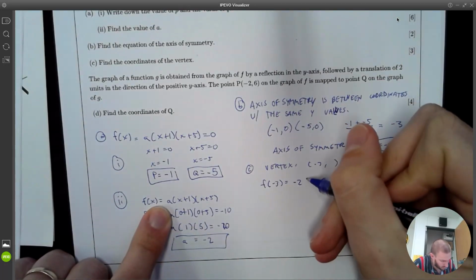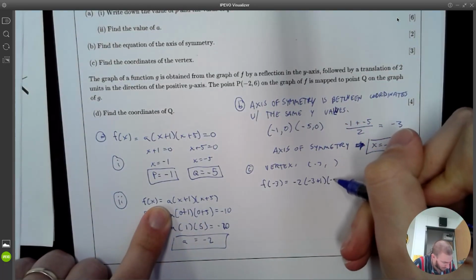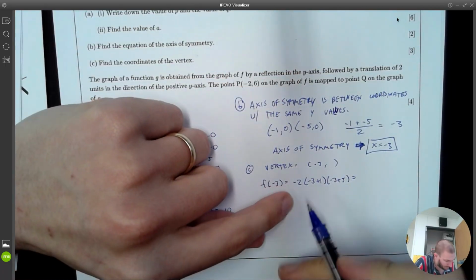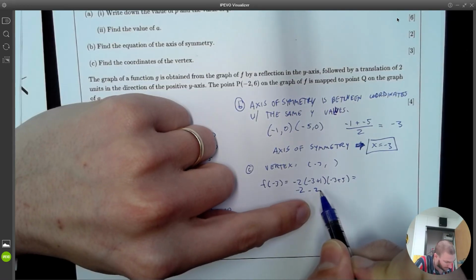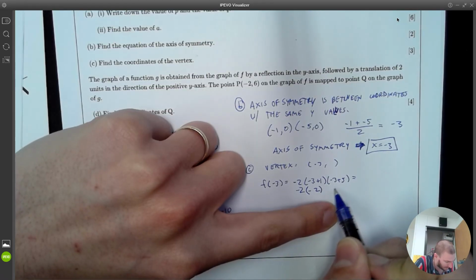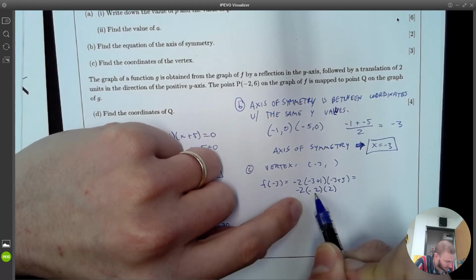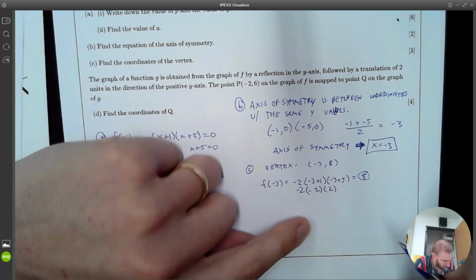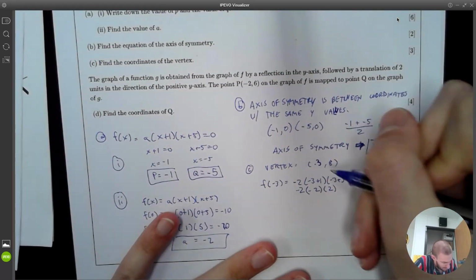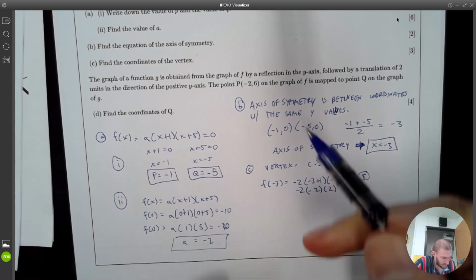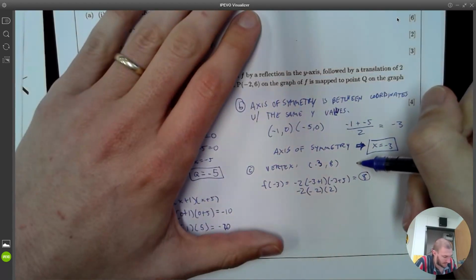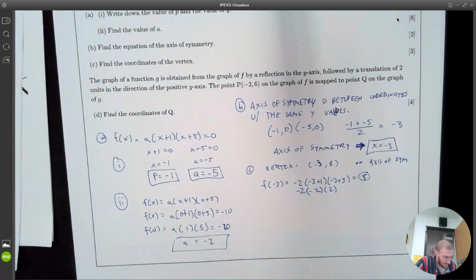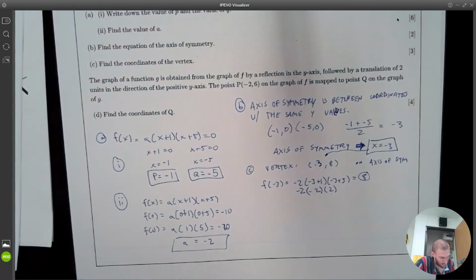So negative 2 times negative 3 plus 1, negative 3 plus 5. And I just need to simplify this out. That's a negative 2, that's a negative 2, and that is a positive 2. 2 negatives makes a positive. 2 times 2 times 2, that makes 8. And so, there you go. I think that's good enough. I think that I found the vertex. I think I pointed out, the vertex is on the axis of symmetry. So I just had to use this -3 number again.